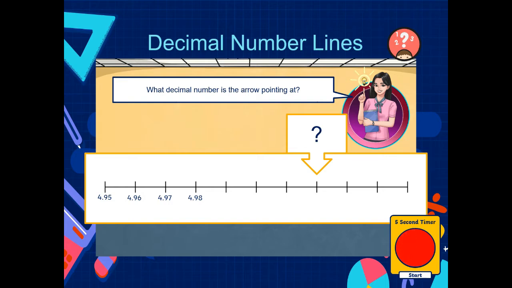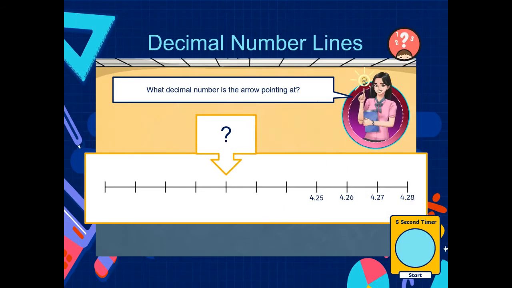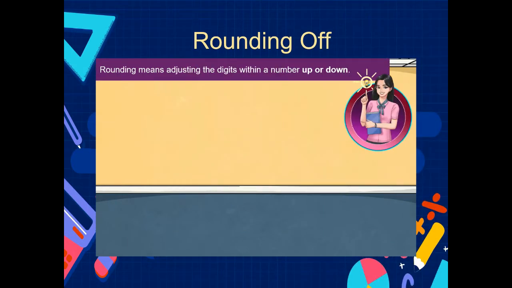You're correct. The arrow is pointing at 5.02 or 5 and 2/100. How about this one? What decimal number is the arrow pointing at? Great! It is pointing at 4.22 or 4 and 22/100. Now, let us have this lesson on rounding decimal numbers.